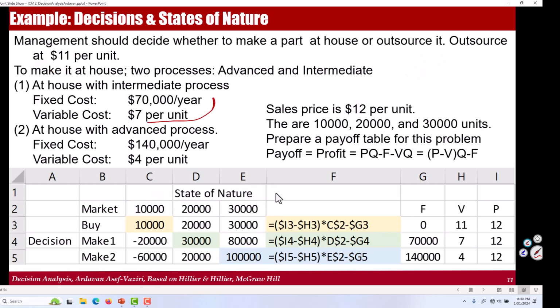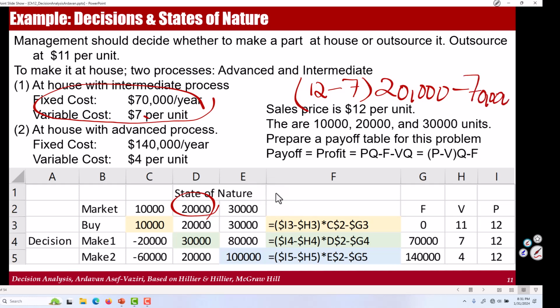For this alternative, suppose you want to compute it for this one. That is P, which is 12, minus V, which is 7, times Q, which in this case is 20,000, minus F, which in this case is 70,000. So that is 5 times 20,000, which is 100,000, minus 70,000, which is 30,000.